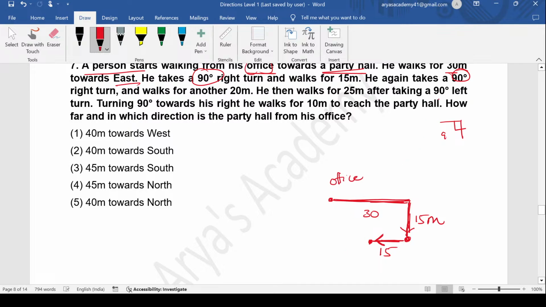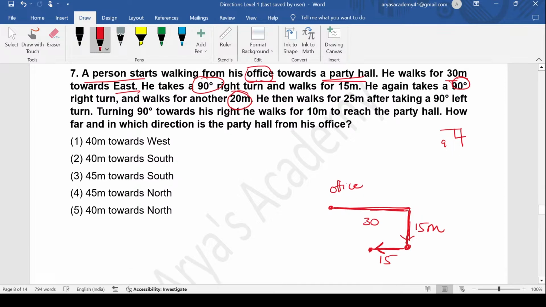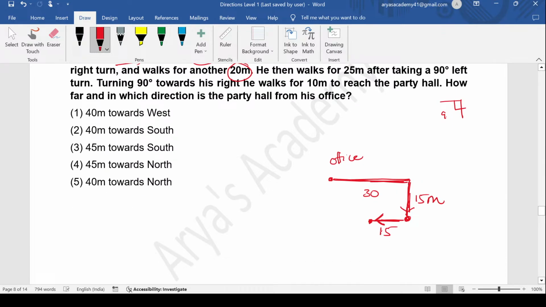Then he again takes 90. Oh, that's already done. I'm sorry. He walks for 30, 90, 15. Okay, I've written the wrong distance. He has gone for 20. After the second turn, he is not going for 15. He is actually going for 20. So I'll slightly extend it. But remember, this is 30. It has to be less than 30. So I'm staying here. So now this distance is 20. He is here and in the direction of west.